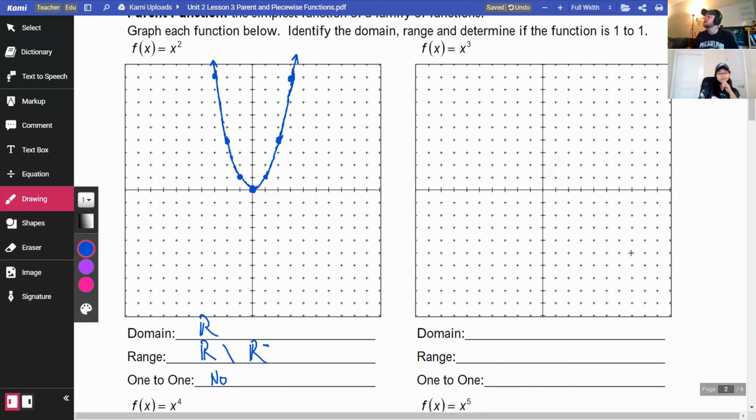Let's get x cubed. 0, 0. 1, 1. -1, -1, because we're cubing, so our negative doesn't get exponented away. 2, 8. So this one grows way faster than, well, I guess it's all relative, but this one does go faster than x squared. And yeah, -2, -8. Yeah, I got that one.